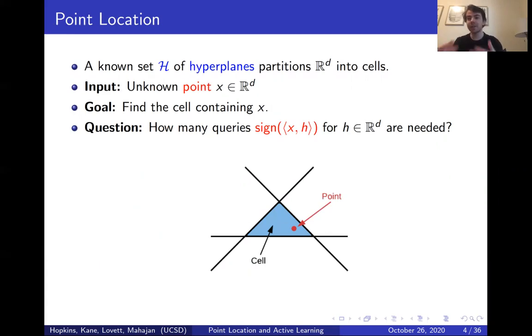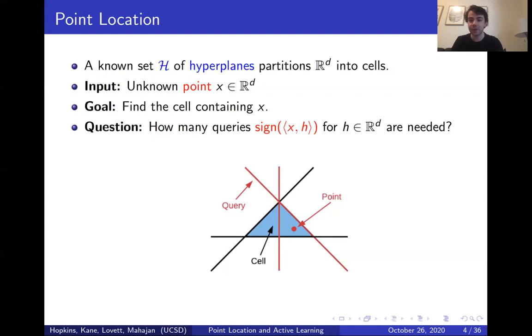Now, how can you do this? The point is unknown. Well, we're going to give you query access to the point. What I mean by this is you're allowed to query any hyperplane H in R^d and ask what side of H the point lies on. So we could query this hyperplane here in our arrangement, and we would get that the point is below it. We could query something not in our arrangement, like this middle line here, and we'd get that it's to the right of it.